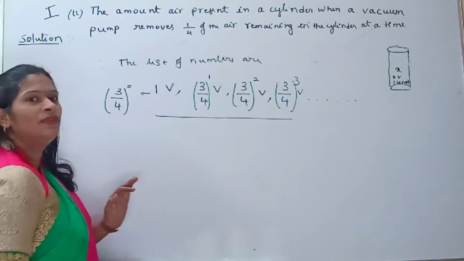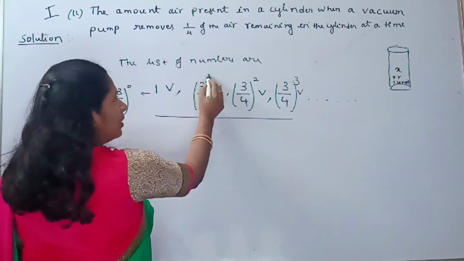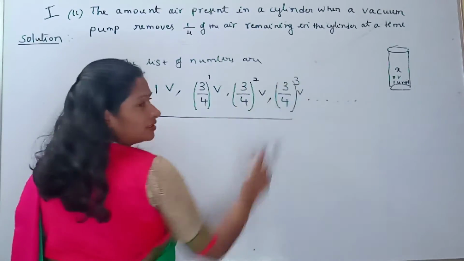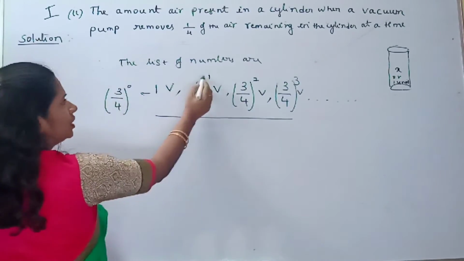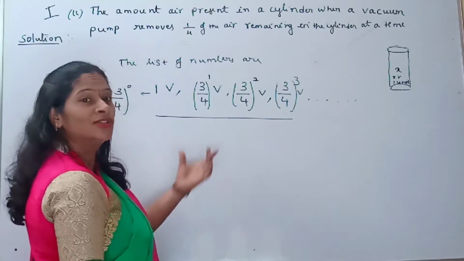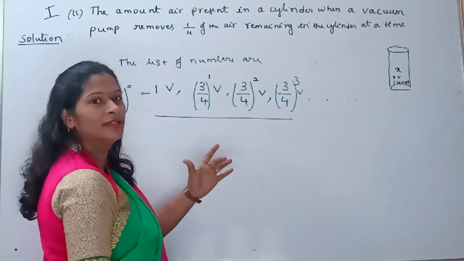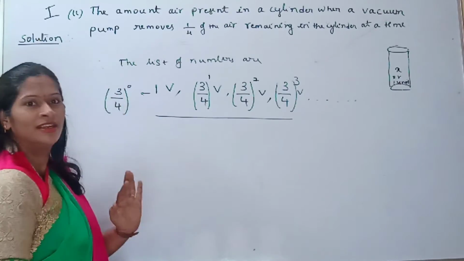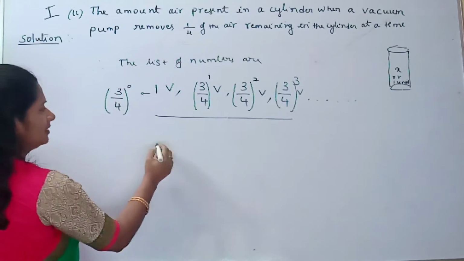So what is your observation, children? See here, the powers keep on changing. It's clear? The powers keep on changing. Here power 0, power 1, power 2, power 3, and so on. So such a list of numbers does not form an AP, because let me explain with an example.